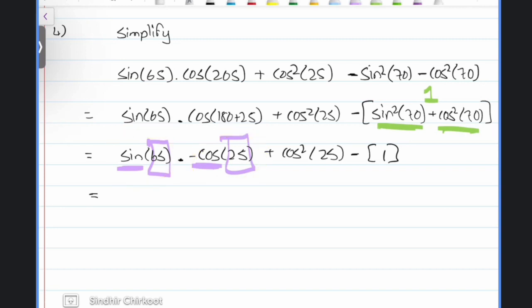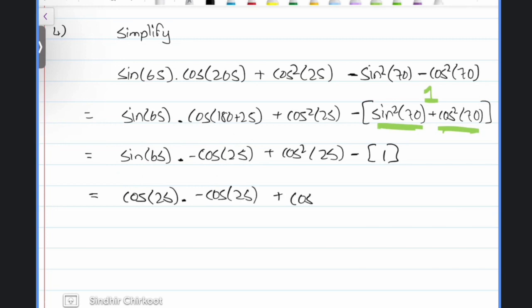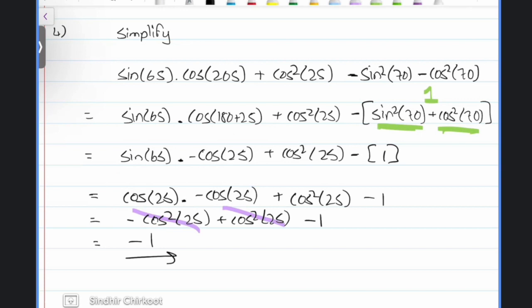So you can convert them into each other essentially. So sine 65 essentially is cos of 25 times minus cos 25 here plus cos squared 25 minus the 1. When we multiply these two together, what are we going to get? We're going to get minus cos squared 25 plus cos squared 25 minus the 1. So minus cos squared 25 cancels with positive cos squared 25, and we are just left with minus 1. That's that.